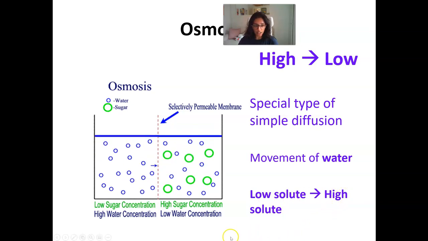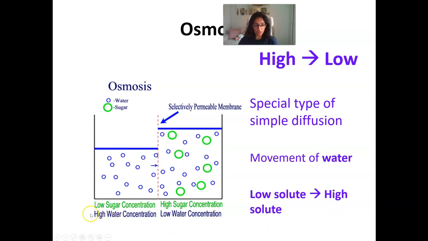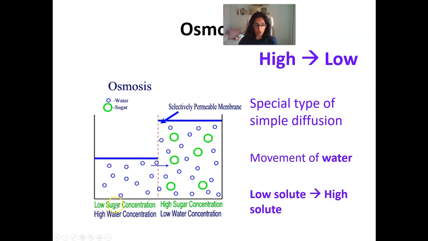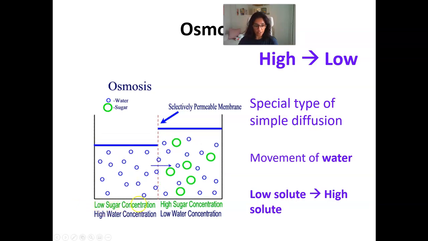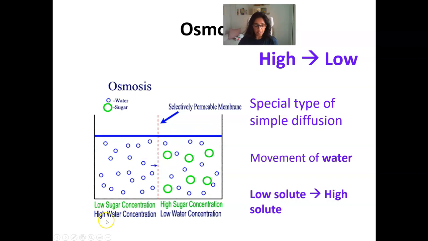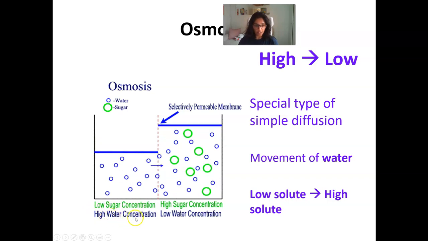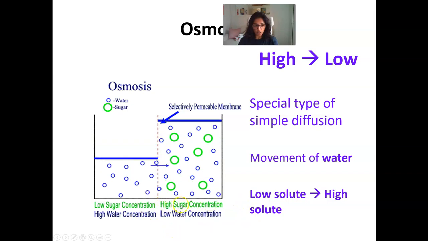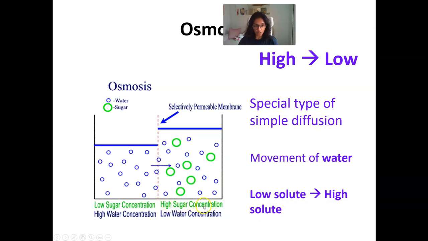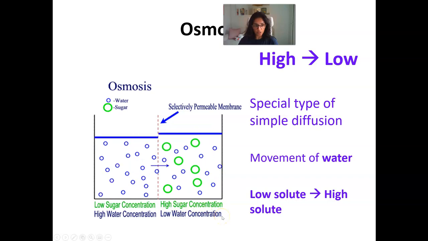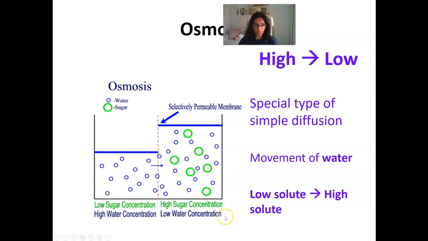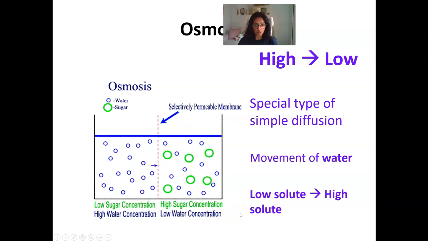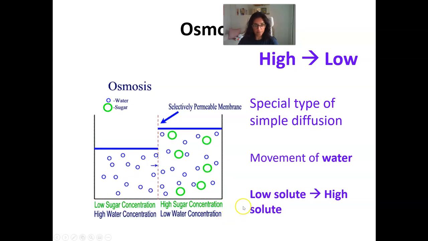So take your time to look at this diagram and understand that if we have a liquid with a low sugar or solute concentration, then it must have a high water concentration. And the converse is true here. If we have lots of sugar or a high solute concentration, the water concentration will be lower by comparison. If you can understand this, you'll be able to work out questions regarding osmosis.